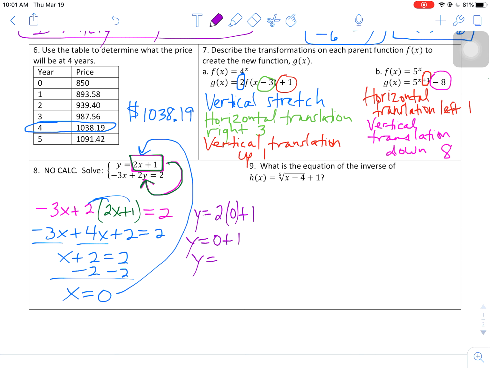So y equals 1. And then we've always been in the habit of writing our final answer as an ordered pair, x comma y, so 0 comma 1. What this means is if we were to graph those two equations, they would intersect at the point 0 comma 1.